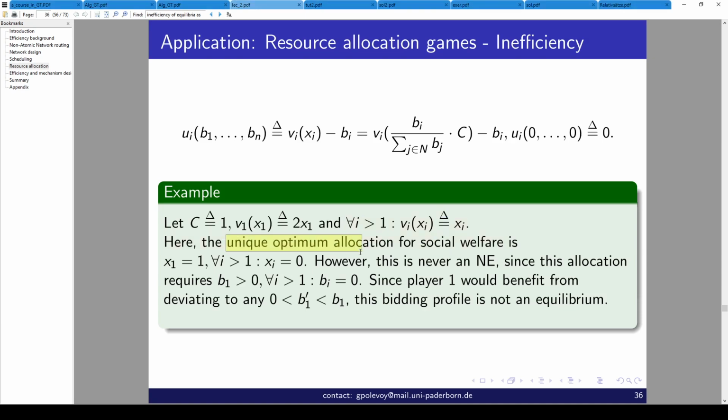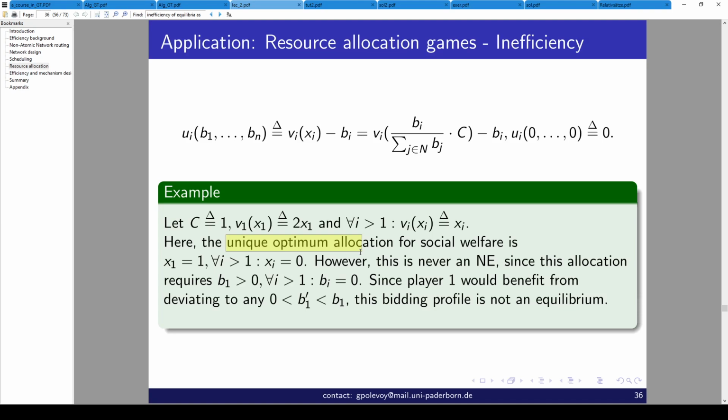Here, the optimum is, of course, when you want to optimize the sum of the values, we just want to give everything to player 1. However, this is never an equilibrium. In order for the other players to get 0, they need to bid 0, and player 1, in order to get something, needs to bid something positive.